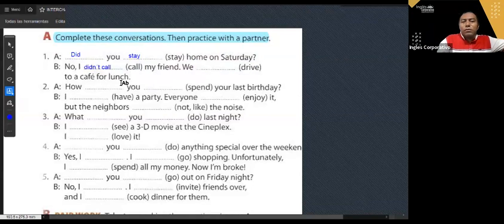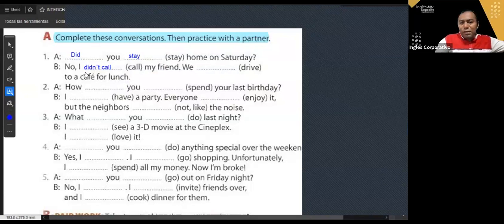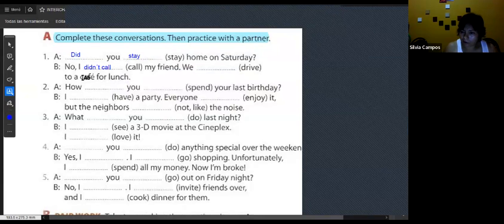Nosotros conducimos a tomar un café para el almuerzo. Dice nosotros, o sea, yo y mi amigo. Entonces, no tendría que ir didn't. Otra cosa, ¿por qué no tendría que ir? No, I didn't go. O no sé si el libro está mal. No está malo, sino que está como mal explicada la situación. Porque si o no lo estamos leyendo mal, ¿verdad? Sino que solo no y luego aclarar.